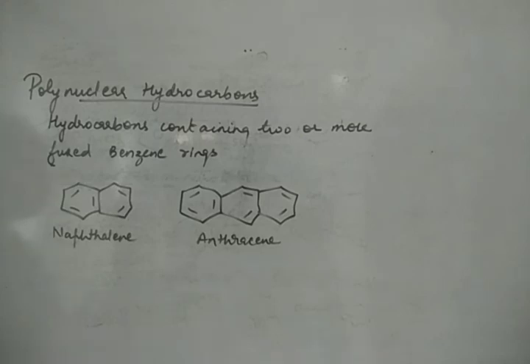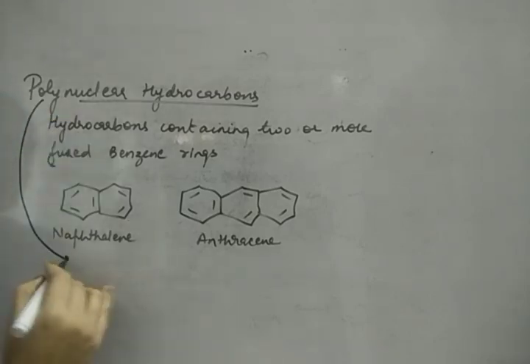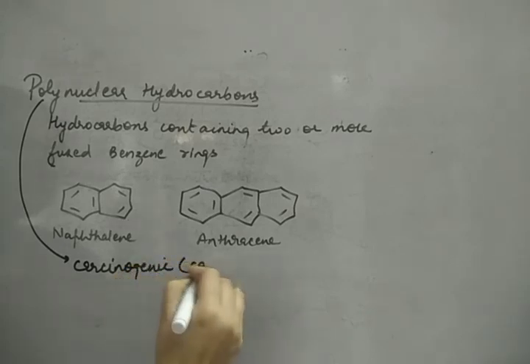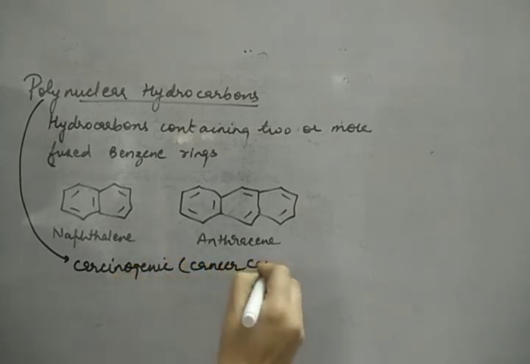Now next is polynuclear hydrocarbons. Now what is the meaning of polynuclear hydrocarbons? The hydrocarbons which contain two or more fused benzene rings. This is naphthalene, this is anthracene. Now it is observed that these polynuclear hydrocarbons are very carcinogenic. Okay, so one term is there, that is carcinogenic. Carcinogenic means cancer causing, and these are quite toxic.